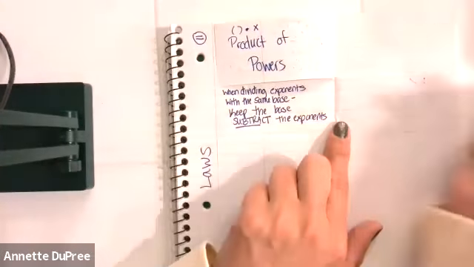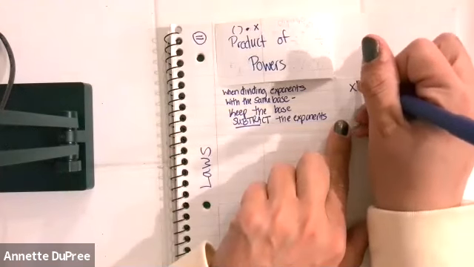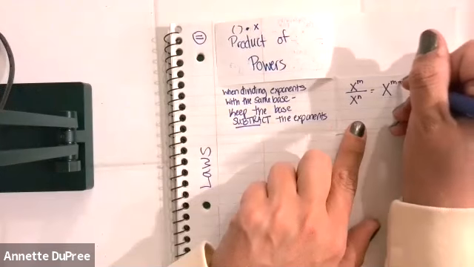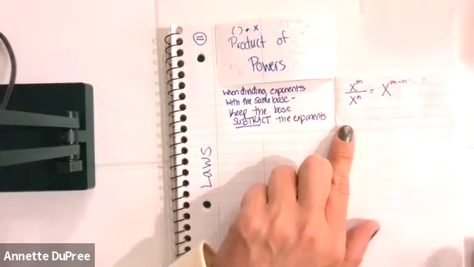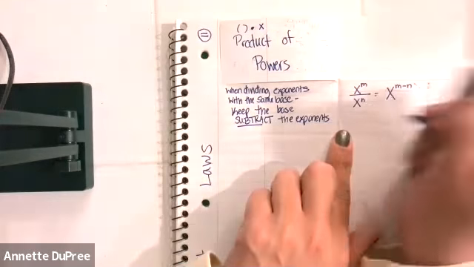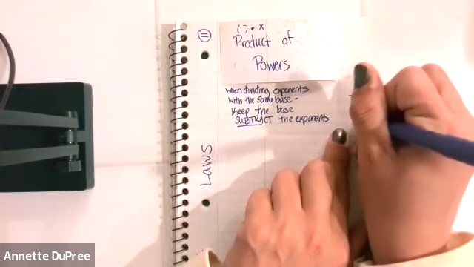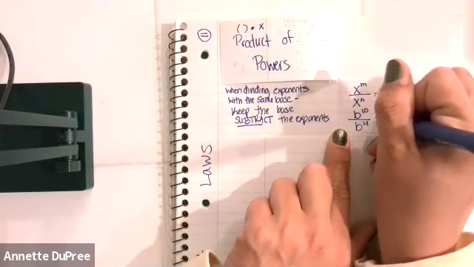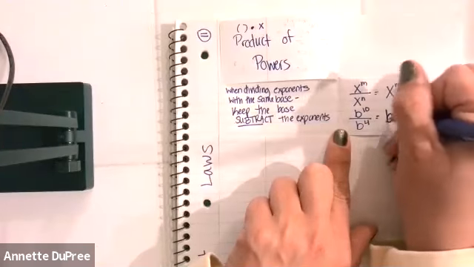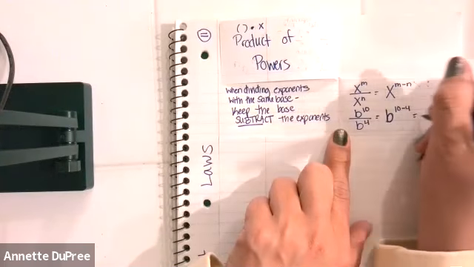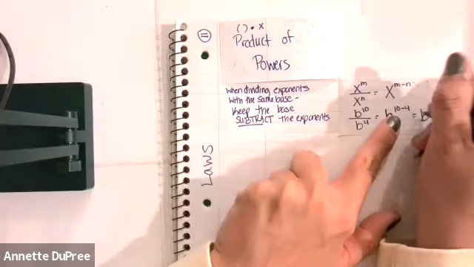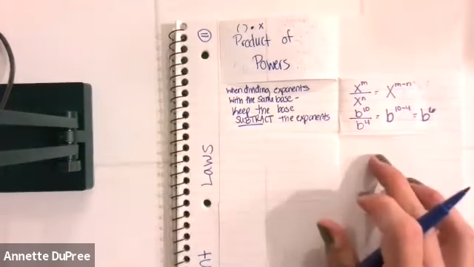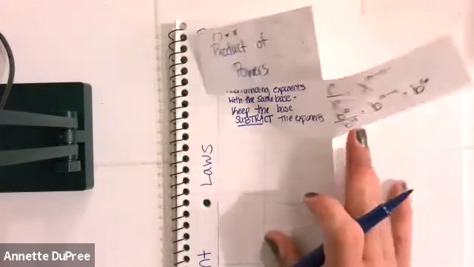Okay, so our algebraic example is x to the m divided by x to the n. What we're going to do is subtract the exponents from each other. For a numerical example, if I had b to the 10th divided by b to the 4th, we're going to keep the base b and do 10 minus 4. We get b to the 6th power, and that would be my answer. So when we are multiplying, we add. When we're dividing, we subtract.